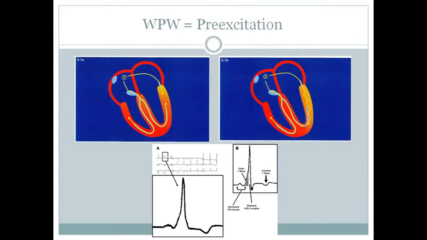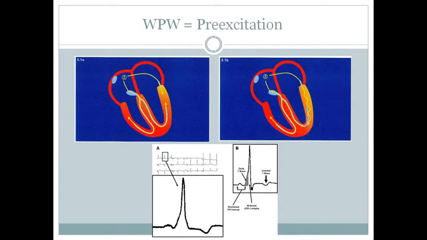A concept that I wanted for you guys to have clear is this concept of pre-excitation. WPW is an accessory pathway. It's the same accessory pathway that causes AVRT. We call it WPW when we see pre-excitation in the EKG. What is pre-excitation? Pre-excitation is the myocardium being excited before it should be depolarized through the conduction system.